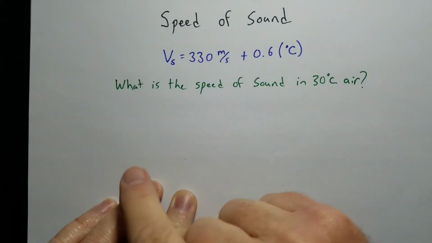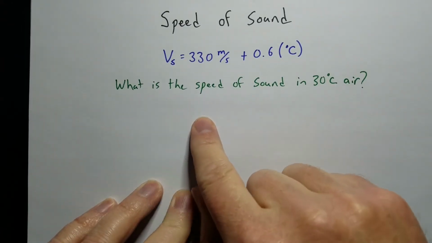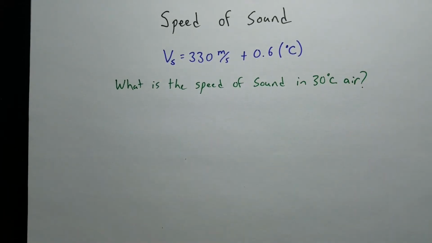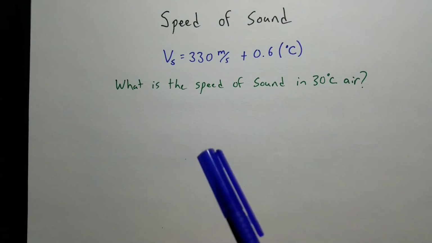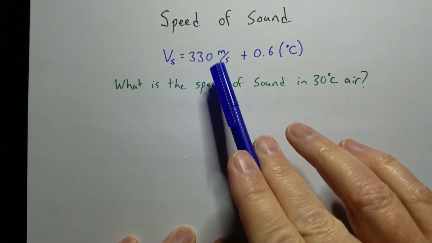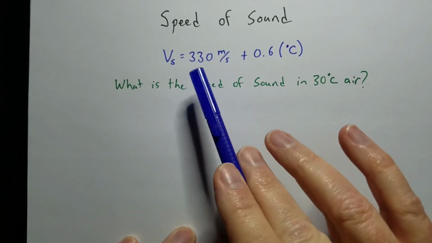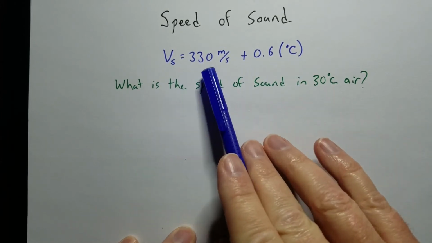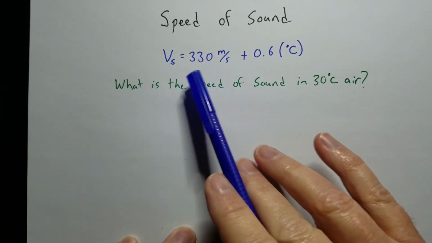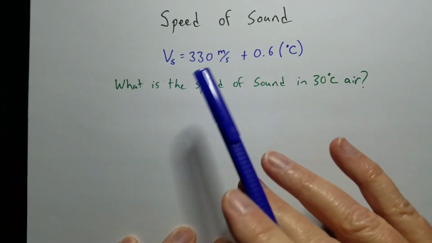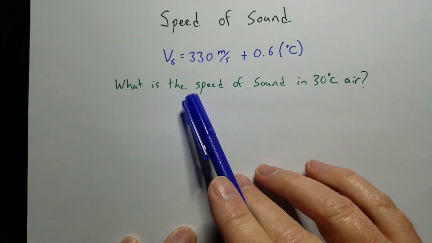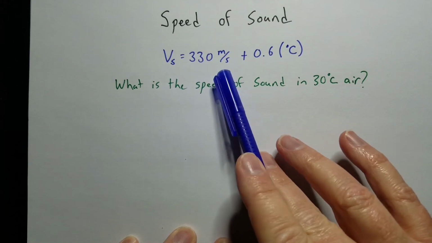So for the first one, we're going to calculate the speed of sound in 30 degrees Celsius air. Oh, by the way, we're going to use 330 meters per second. You may see the same equation, but instead of 330, they may have 332 or something like that. That usually is determined by the location that you're at. For us, we're going to go ahead and just use 330.